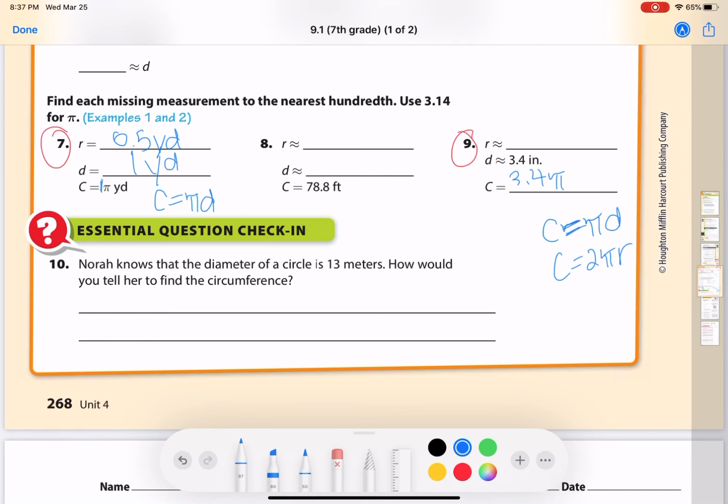So in order for us to find the radius, we have to do the diameter divided by 2. And in this case, our diameter is 3.4. So 3.4 divided by 2 equals 1.7 inches. So we could also write this formula as 2 pi 1.7. I hope this helps.